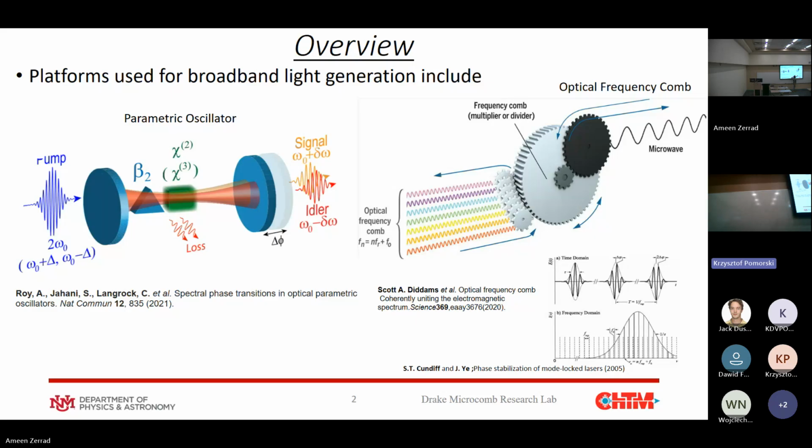And if you take the Fourier transform into the frequency domain, you get an equidistant grid of frequency modes that form the shape of a comb. It's very useful for precision spectroscopy and metrology, and also, as you can see by this graph, it gives you a good link between optical frequencies and microwave frequencies. So for example, you could take an optical frequency and divide it down to microwave frequencies.